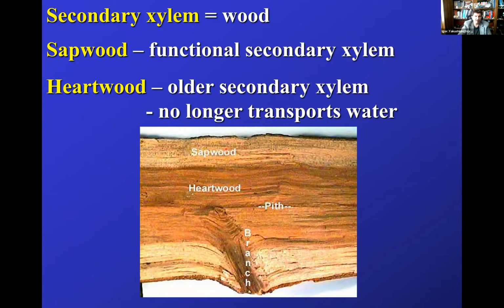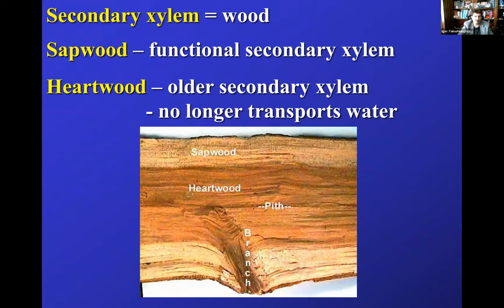The sapwood, the lighter part, is still conducting. It's a functional part of the xylem, hence the name sap, right? Some sort of sap will be coming out from the sapwood because it does conduct some of the minerals as well as the water.